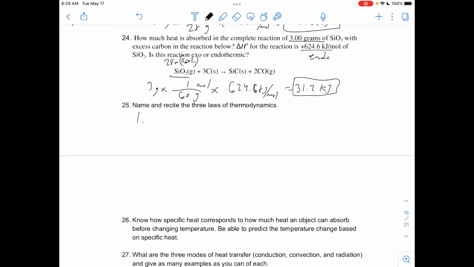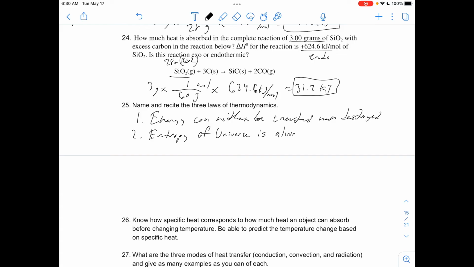Okay, 3 laws of thermodynamics. First law is what we call the conservation of energy. Energy can neither be created nor destroyed. It's always transferred. Second is the entropy law. The entropy of the universe is always increasing. Okay, another way to think of entropy is disorder. The universe is constantly spreading out and becoming more and more disordered as time progresses.